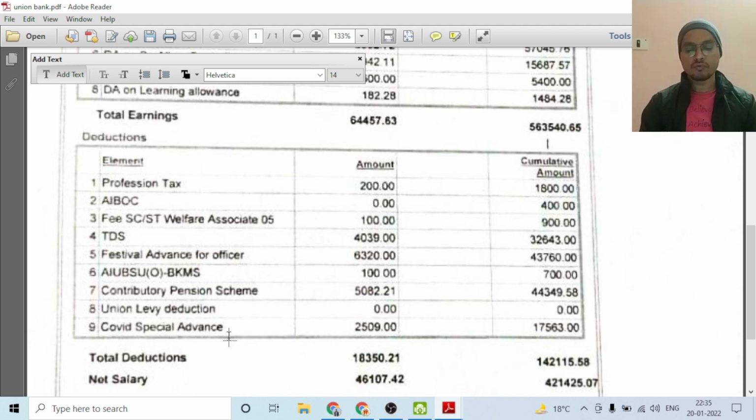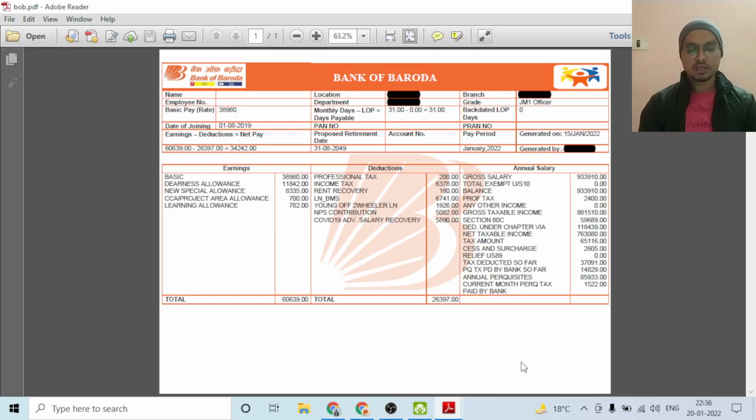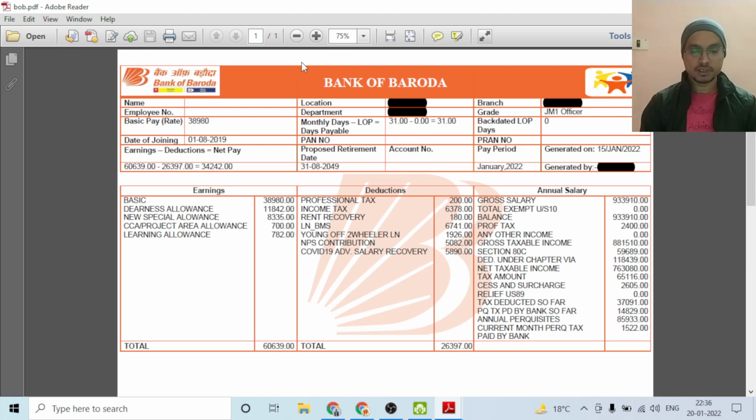Now come to the fourth bank, Bank of Baroda. Let's see another top bank in the public sector. The basic is 38,980 rupees, which means he has completed 2 years of service.